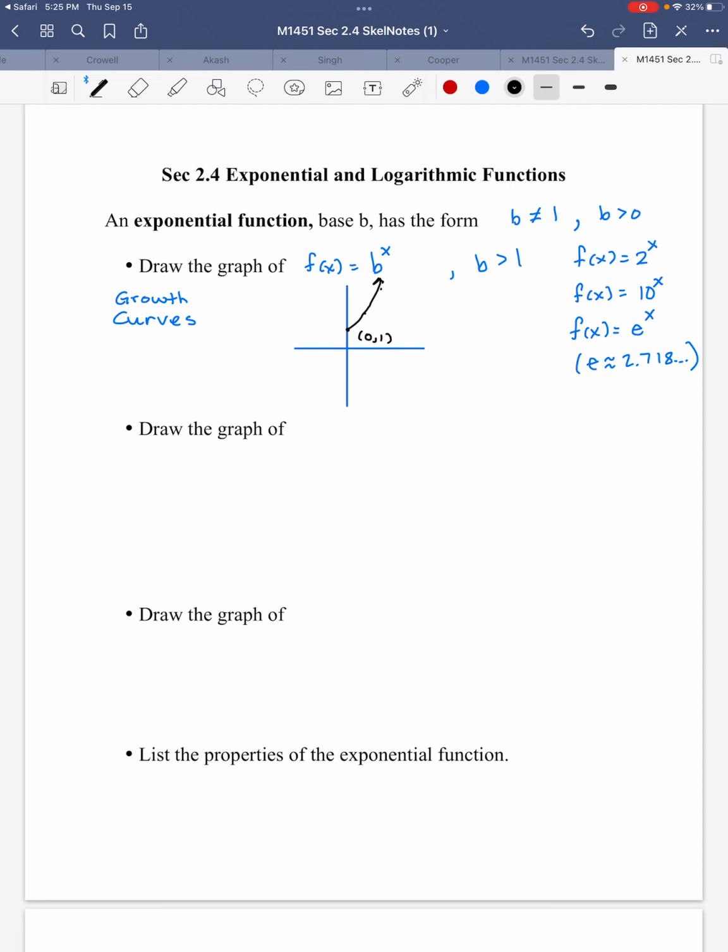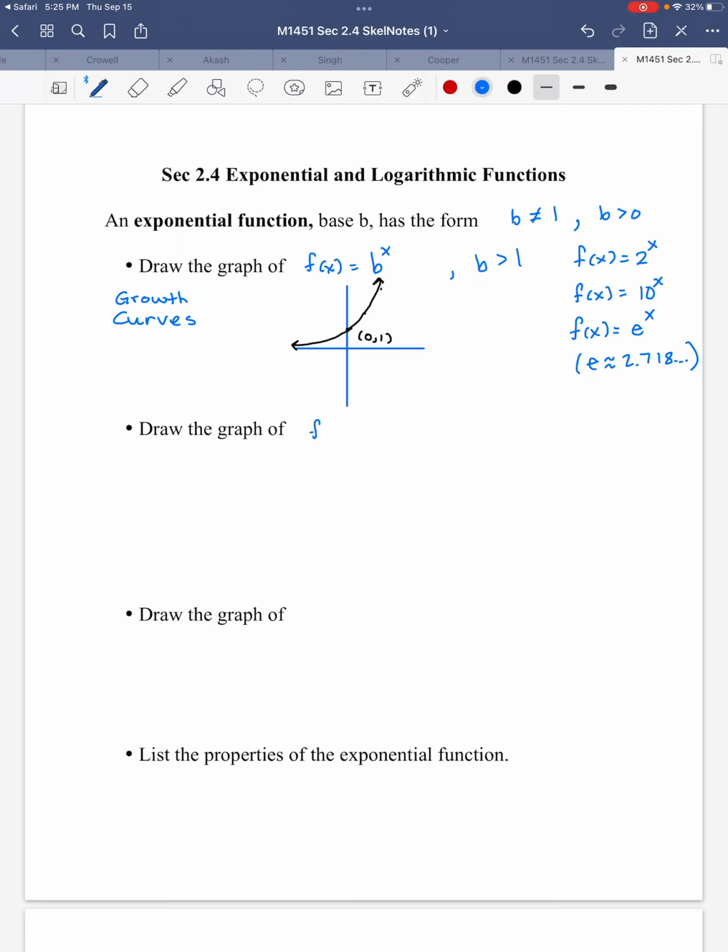But as I plot negative numbers, 2 to the negative 1 is the same as a half. 2 to the negative 2 is going to give us a fourth. No matter what negative number I get in there, I'm going to get some sort of fraction out of here that's never 0 and never negative. That's what I mean by a growth curve.